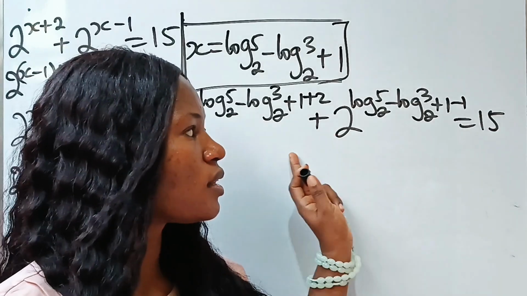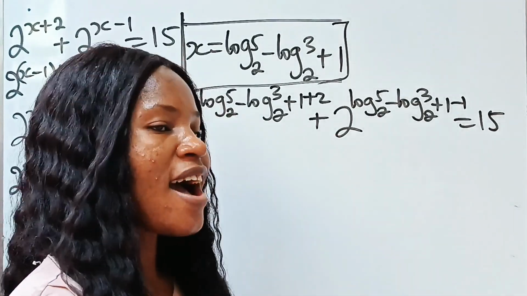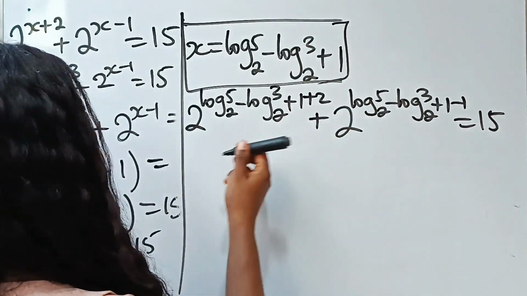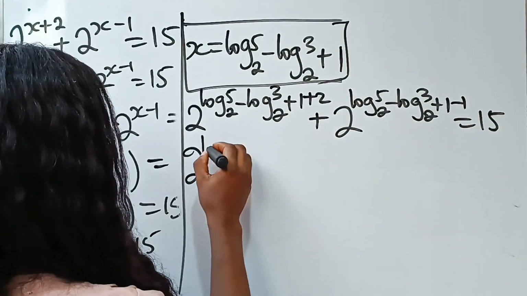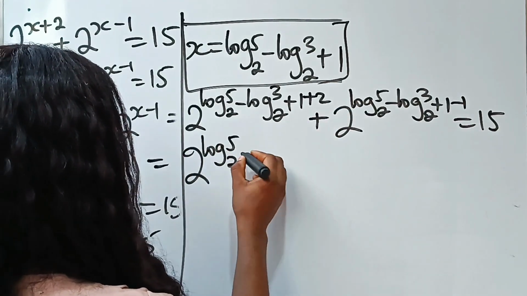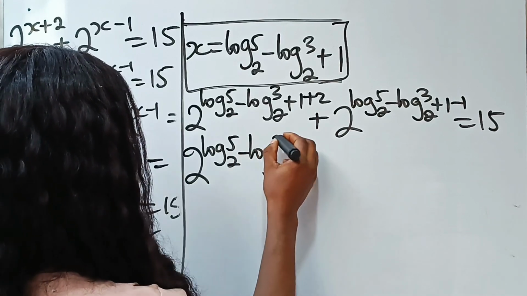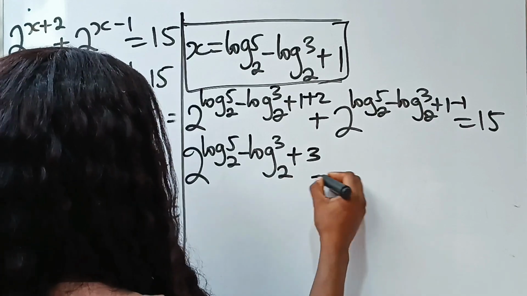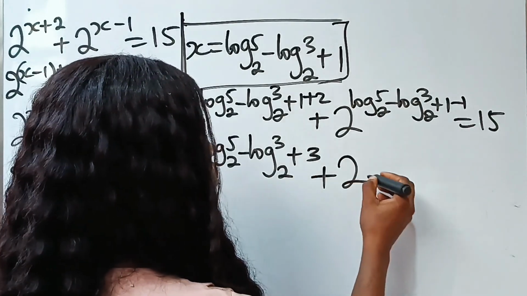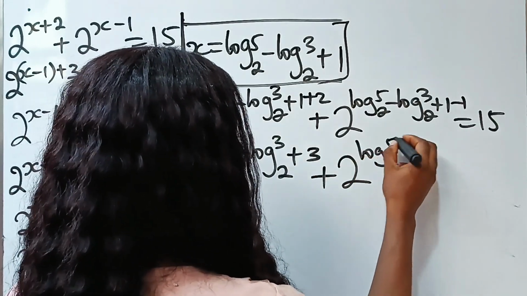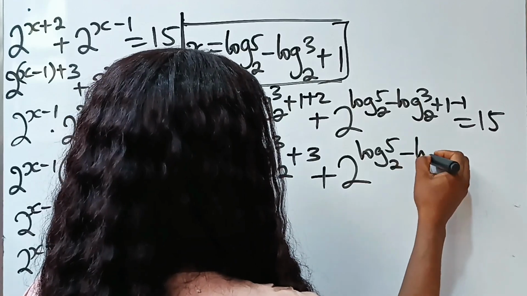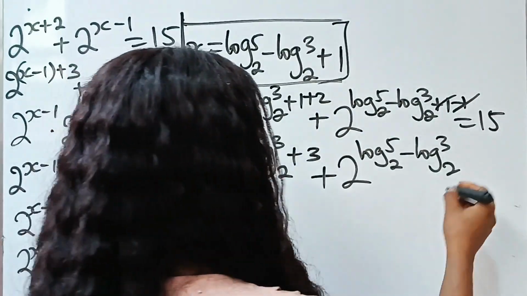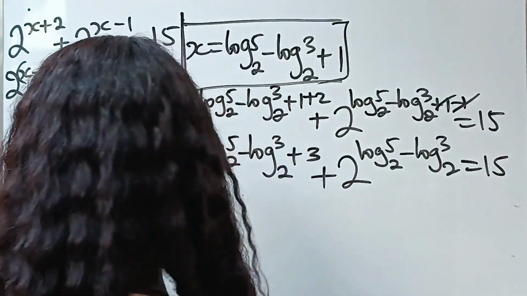Now let's see how this is equal to 15. I told you it's the most interesting aspect. All right, now 1 plus 1 will give us 2, so we have 2 to the power of log 5 base 2 minus log 3 base 2, plus 2. Now plus 2 to the power of log 5 base 2 minus log 3 base 2, because plus 1 minus 1 is 0, is equal to 15.